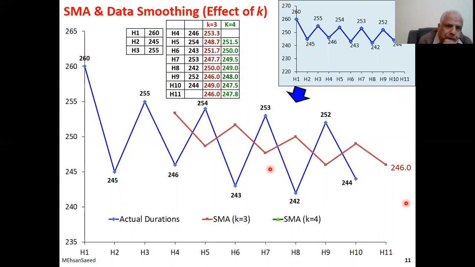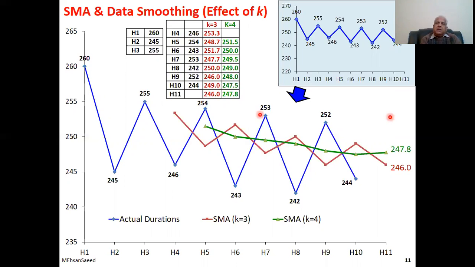Let us now plot this data, which is for k is equal to 4. For house number 5, instead of 248.7, we now have 251.1. So let's plot this green data, which is for k is equal to 4. And this gives us a forecast of 247.8 as reflected over here.